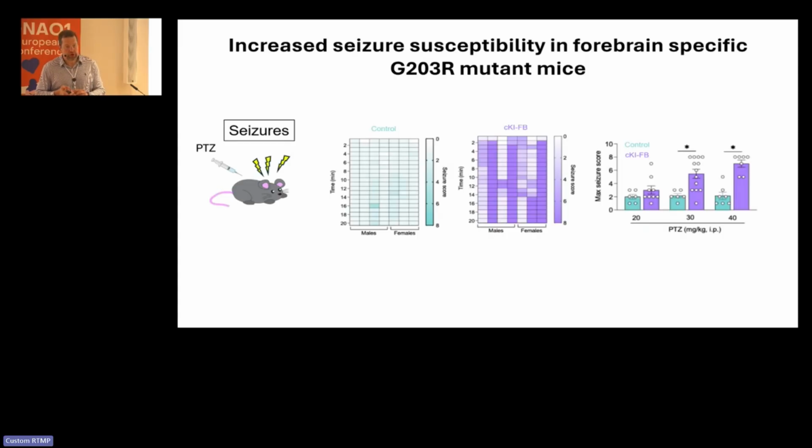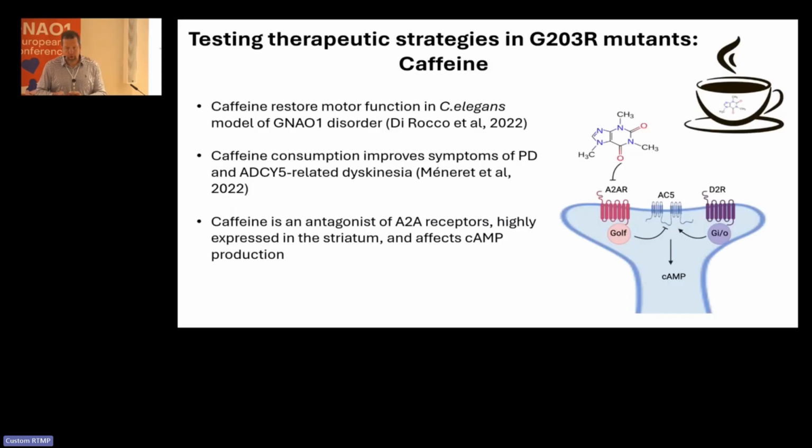Then we evaluated the seizures, again with the subthreshold injection of PTZ. And here we started seeing quite remarkable seizure phenotypes. So unlike the striatal-specific line, in G203R in the cortical and excitatory neurons, we see a significant susceptibility to seizure induction. Most of the animals show high grades on the seizure score.